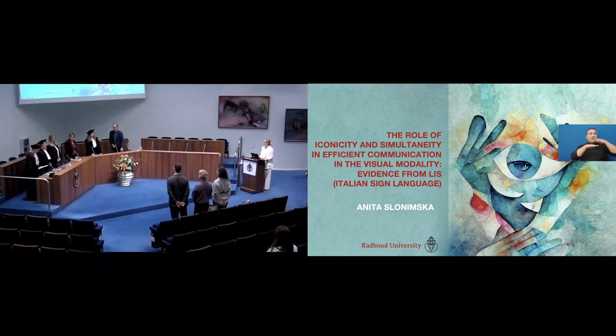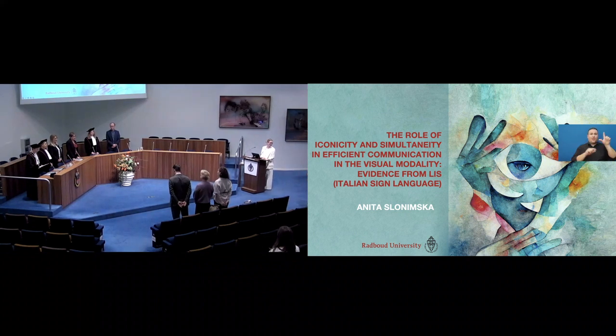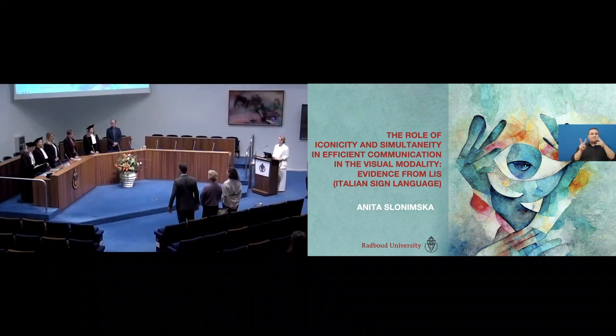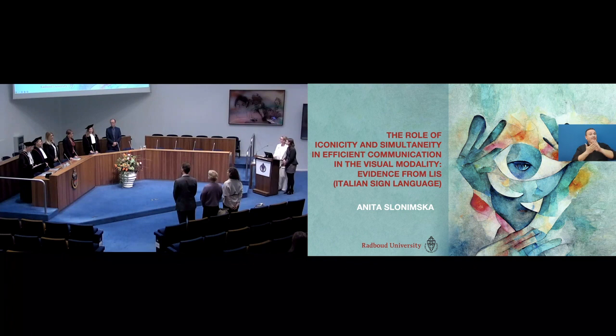In accordance with the customs of this university, I will open this academic ceremony with a prayer. Spiritus Sancti gratia illuminet sensus et corda nostra. May the grace of the Holy Spirit illuminate our senses and our hearts. Please be seated.